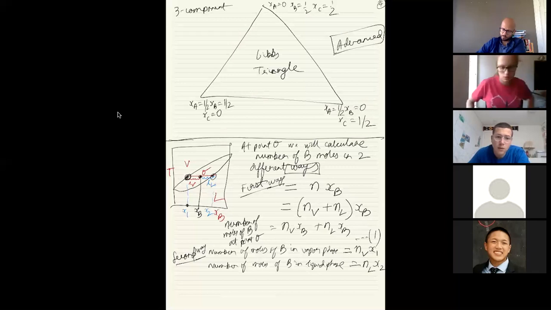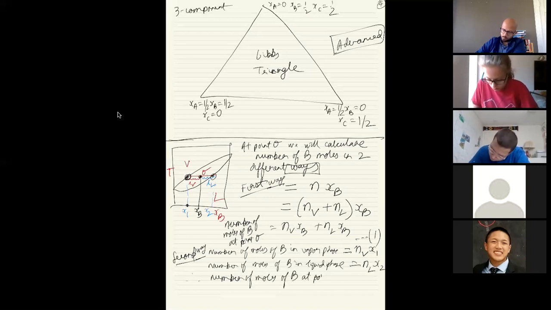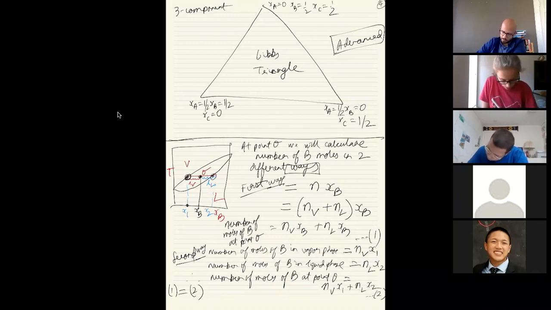And now we can sum it together. Therefore, number of moles of B at point O is equal to NVX1 plus NLX2. So we have just calculated the number of moles of B in a second way. And now we can equate 1 with 2 because both are giving us the same thing, the number of moles of B. We get NVXB plus NLXB is equal to NVX1 plus NLX2.